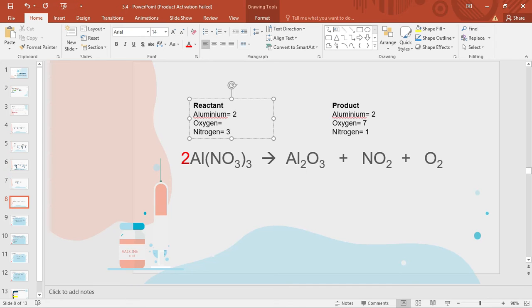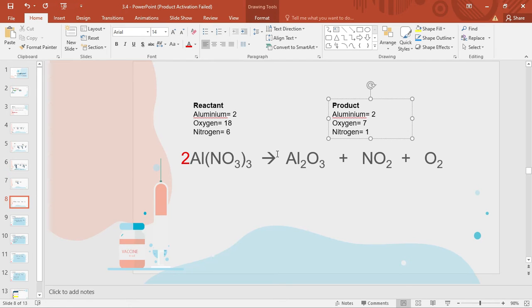Oxygen 18. 3 times 3 times 3 is 9, times 2 is 18. Nitrogen 6. Aluminium here stays the same. All the same, right? But it's still not balanced. So now we see the aluminium is already balanced.